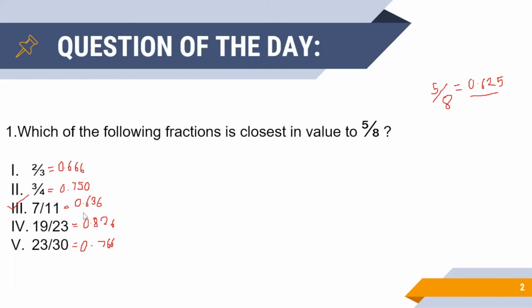is 0.636, which is closest in value to 0.625, and hence we come to the conclusion that the fraction 7 by 11 is closest in value to 5 by 8. This is how we arrive at option 3.